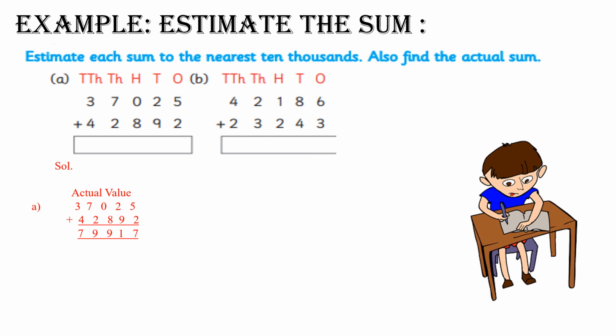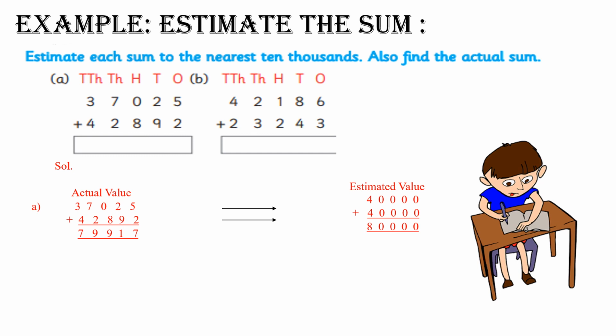So for the first question, the actual sum will be 37,025 plus 42,892 is 79,917. Now let's estimate it. So 37,025 when rounded to the nearest 10,000 becomes 40,000. 42,892 when rounded to the nearest 10,000 gives 40,000 again. So 40 plus 40 gives us 80. So it is 80,000. I hope you have understood this.